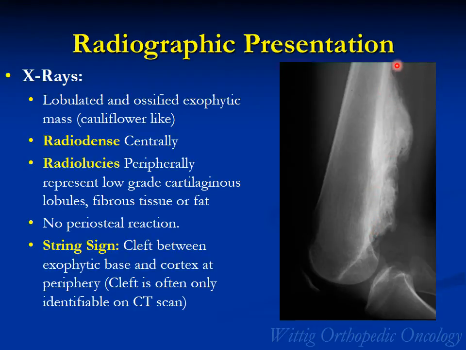And there may be a string sign that may not be picked up on this, but may be picked up on a CAT scan. At the periphery, there's a cleft between the exophytic base and the cortex at the periphery. It's often only identifiable on the CAT scan.